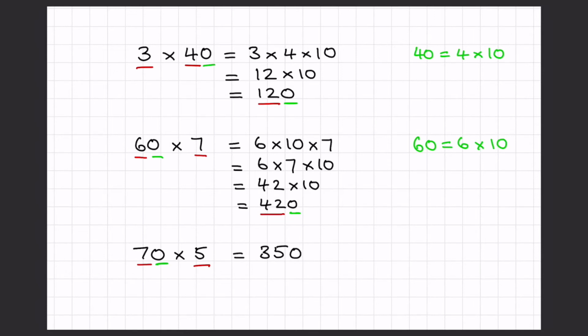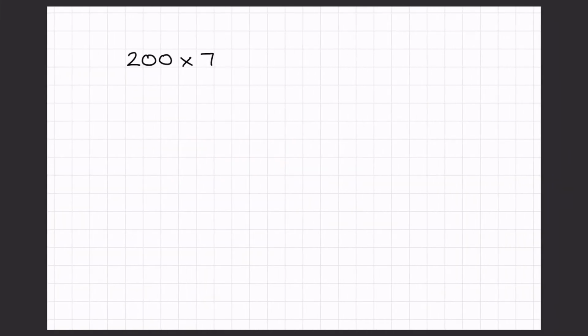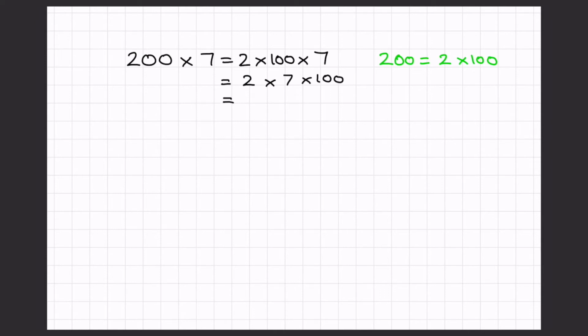Of course, this extends to multiplying by multiples of 100. In this case, 200 multiplied by 7, so we've got 2 lots of 100. So if I rewrite 200 multiplied by 7 as 2 multiplied by 100 multiplied by 7, and then let's rewrite that as 2 multiplied by 7 multiplied by 100. So 2 multiplied by 7 is 14, so we have 14 multiplied by 100, and 14 multiplied by 100 is 1400. So the same principle applies.